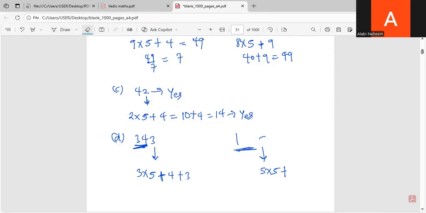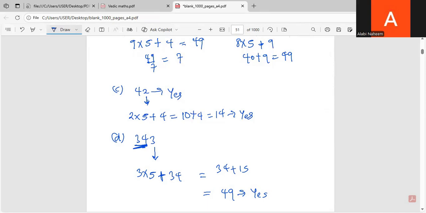That's what we mean by a truncated number. So let's proceed. So let's add. This is equal to 3 times 5 is 15 plus 4 plus 3. And that is 3 times 5. Oh, sorry. 3 times 5 plus 34. No, I made a mistake. It's plus 34. So 34 plus 15. That is 49. Is it divisible by 7? Yes. That means the original number, 343, is also divisible by 7.